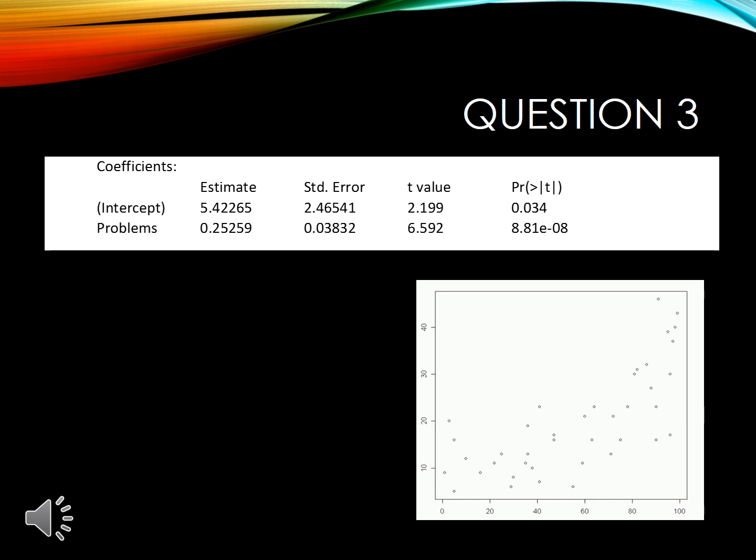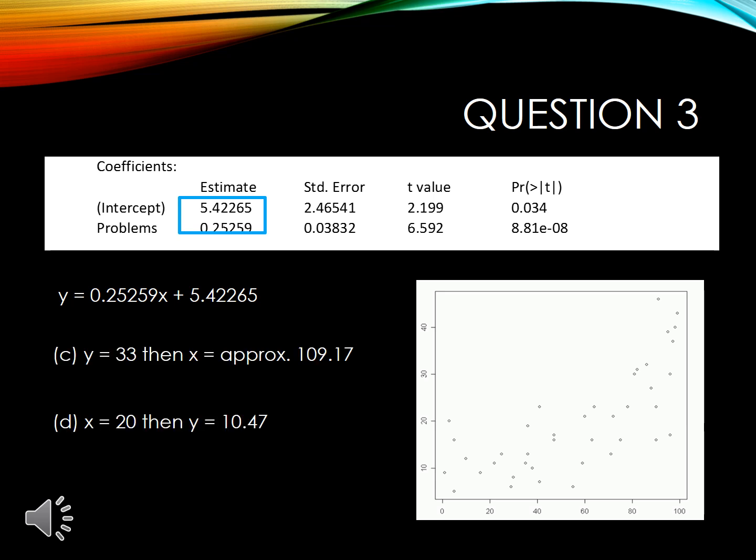For questions C through E, we need to use the regression equation, which is y equals 0.25259x plus 5.42265. If you're a bit uncertain about this equation, make sure you watch the R output from Simple Linear Regression video. So part C, if anxiety equals 33, this means that y equals 33. Plug this into the regression equation and you'll get x equals approximately 110. So this is the number of problems that would cause this level of anxiety.